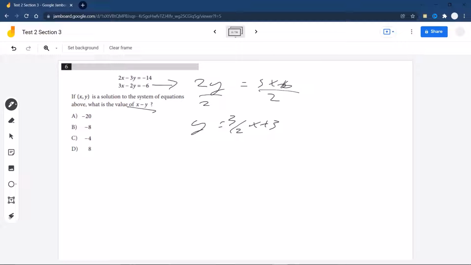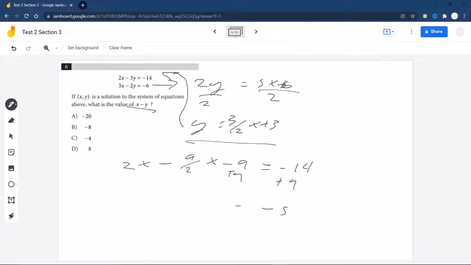x plus 3, and then using this value of y, we'll plug it back into this equation to solve for x. We will get 2x minus 9 halves x minus 9 equals negative 14, plus 9 to both sides, negative 5 equals, this is 4 halves x, negative 5 halves x. So those divided by 2 times 2, negative 5x equals negative 10. It means x is equal to 2.